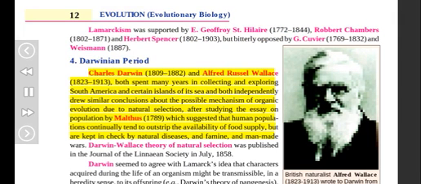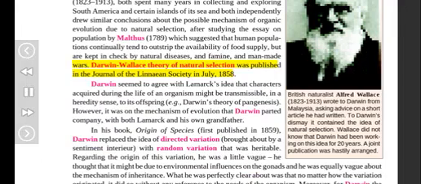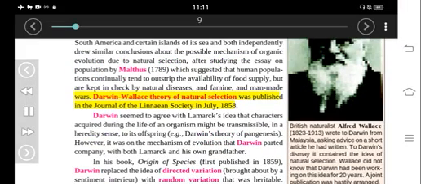Charles Darwin, 1809-1882, and Alfred Russel Wallace, 1823-1913, both spent many years in collecting and exploring South America and certain islands of its sea, and both independently drew similar conclusions about the possible mechanism of organic evolution due to natural selection. After studying the Essay on Population by Malthus, 1789, which suggested that human populations continually tend to outstrip the availability of food supply, but are kept in check by natural diseases, and famine, and man-made wars, the Darwin-Wallace theory of natural selection was published in the Journal of the Linnaean Society in July, 1858.